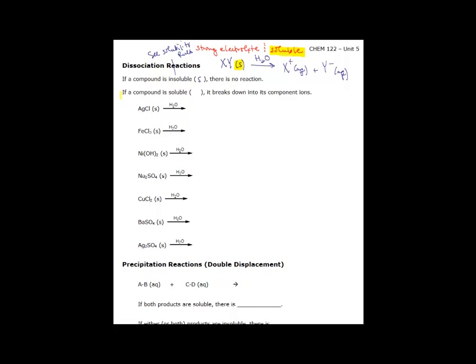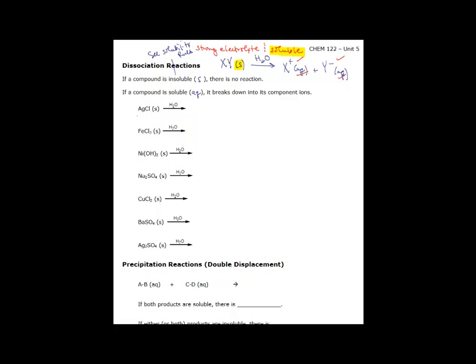So the second thing I have written here, if a compound is soluble, AQ, it breaks down into its component ions. So with this reaction here, I have an ionic compound that is soluble and it's a strong electrolyte. So that's why it broke into its component ions and AQ. So let's go through a few of these.